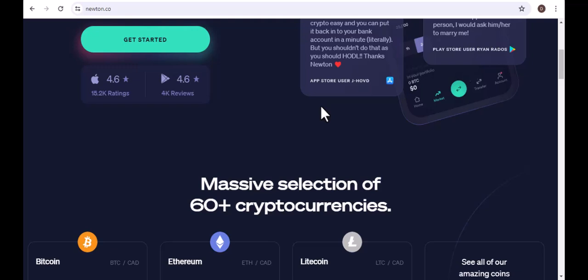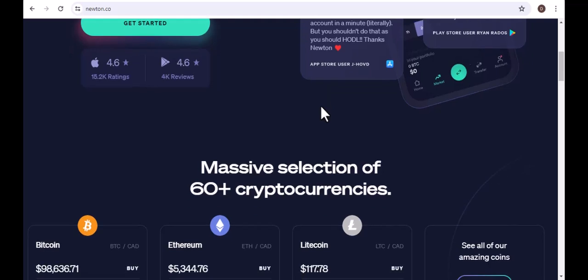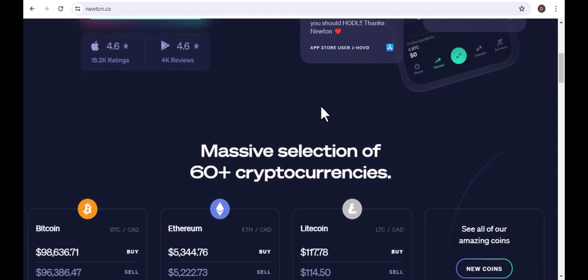Bitcoin operates on a decentralized network called the blockchain. Each Bitcoin transaction is recorded on this public ledger, and these transactions are identified by unique addresses. Think of them as digital mailboxes. When you want to send Bitcoin, you need the recipient's Bitcoin address.